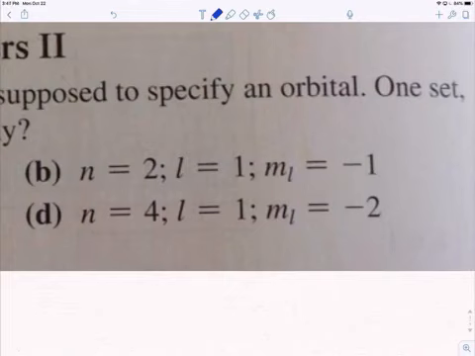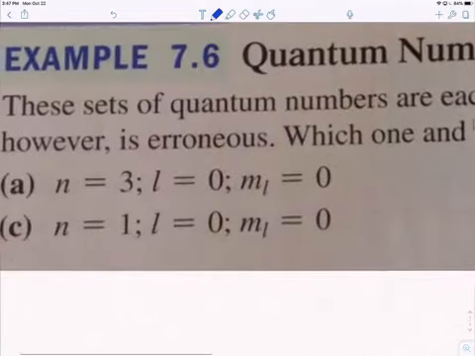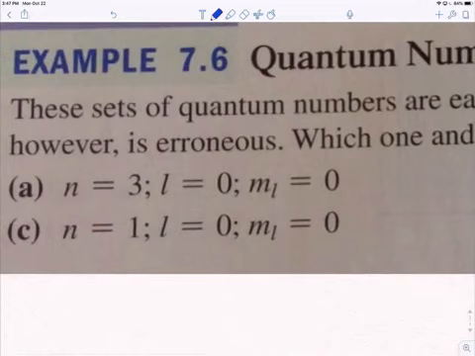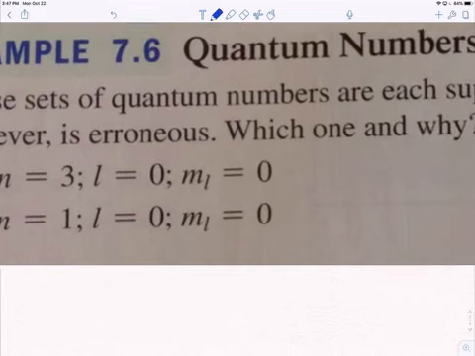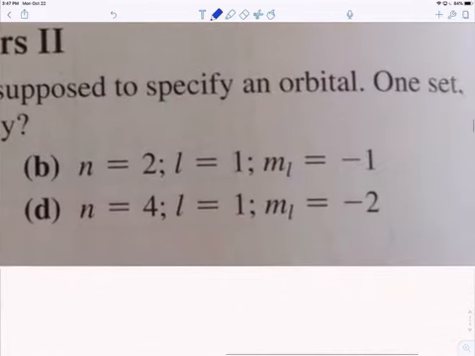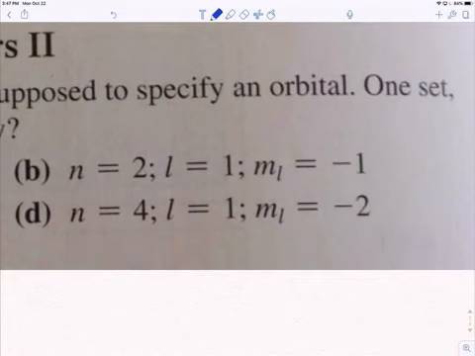All right, so B. N is 2. L can be 0 or 1. L being 1 is fine. If L is 1, M sub L can be -1, 0, or 1. -1 is fine. That's good. We're at C now. If N is 1, L has to be 0. If L is 0, M sub L has to be 0. So that's fine.